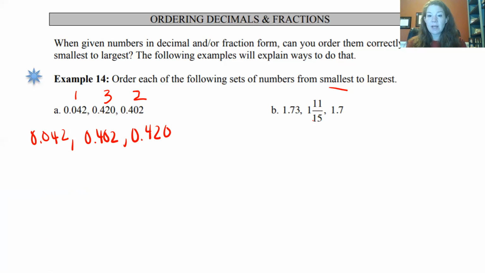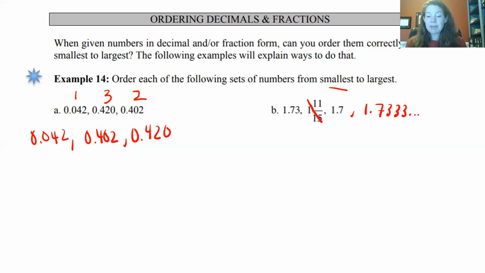So when you're ordering numbers, you want them all in the same format, or you want them all to look the same. Since we have 2 decimals, we'll go ahead and write 11/15 as a decimal. So all we're going to do in our calculators, we're going to divide 11 by 15, and that's 0.7333. So I'm going to rewrite the middle number as 1.7333, and it continues on.